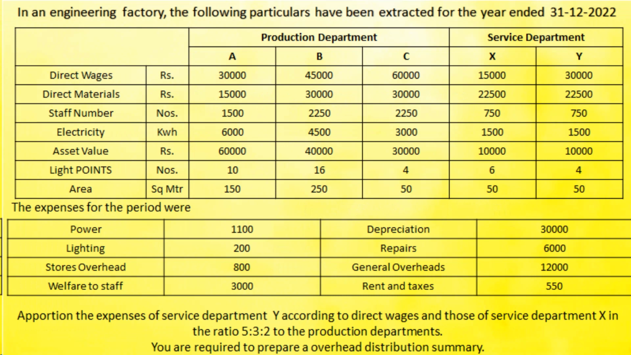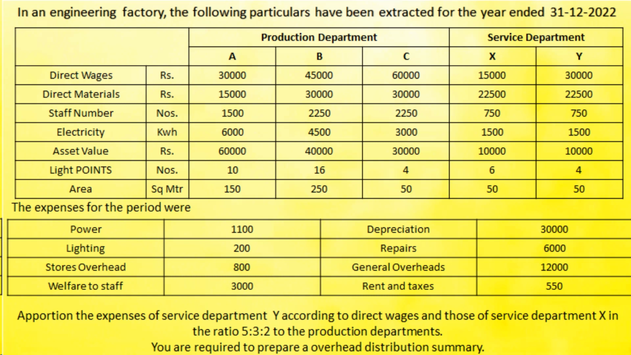So they have given a question: in an engineering factory the following particulars have been extracted for the year ended 31st December 2022. In that we can observe that there are three production departments, that is A department, B department and C department, and there are two service departments, that is X department and Y department.